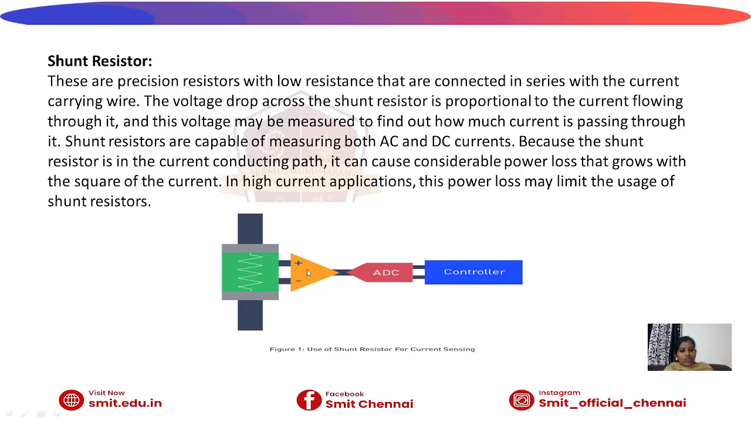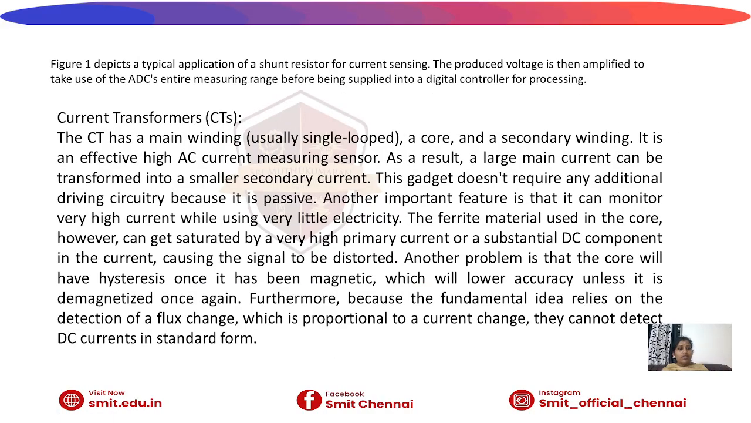In this diagram, there is a shunt resistor for current sensing. The voltage from the shunt resistor goes to the amplifier, and the amplified voltage is given to the ADC, which transfers it to the controller. Only after amplification is it given to the ADC and the controller. We will remember this.